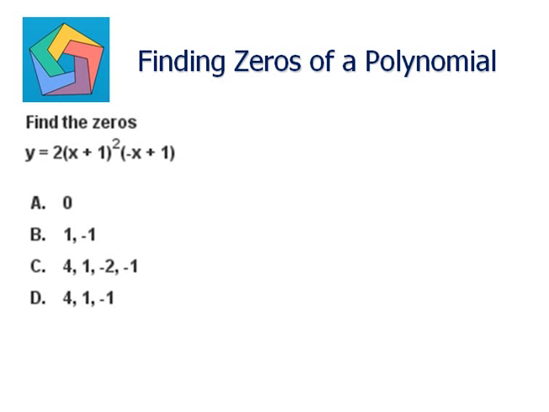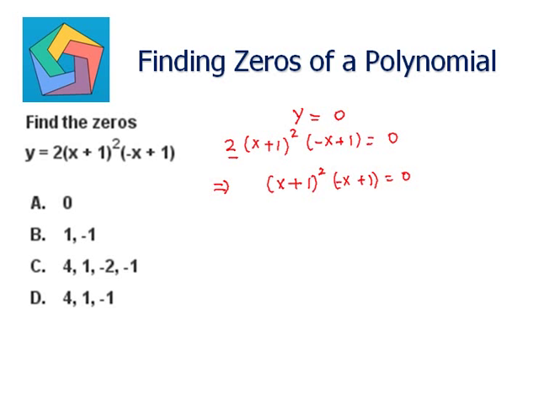Now whenever we need to find the zeros, we need to put y equals 0. This means 2 times (x plus 1) squared times (negative x plus 1) is 0. Since 2 cannot be equal to 0, this implies (x plus 1) squared times (negative x plus 1) is 0. Now in algebra we have AB equals 0, so either A is 0 or B is 0. So this implies either (x plus 1) whole square is 0 or negative x plus 1 is 0.